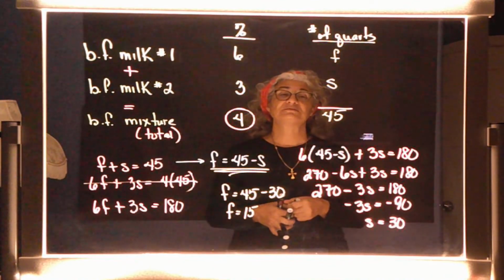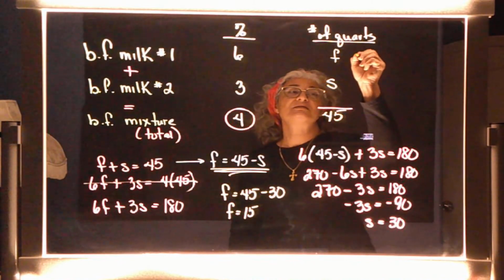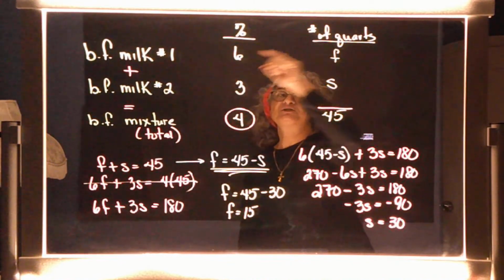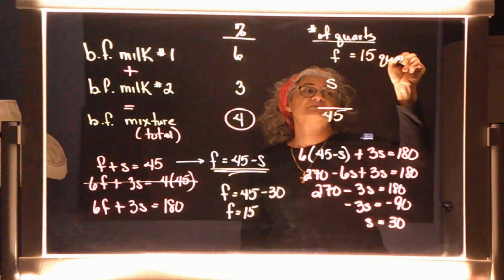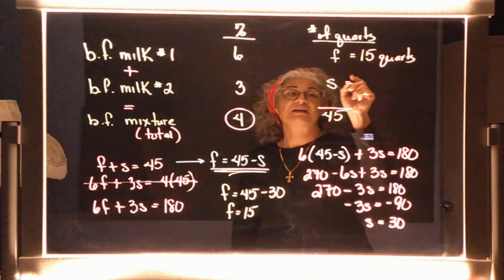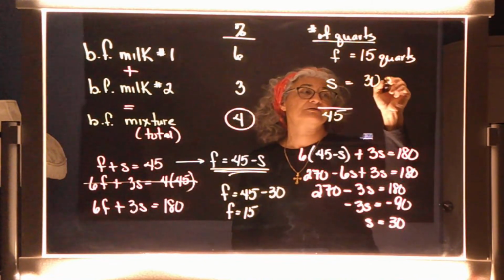So, check it out. That means for the butterfat milk number 1, I have 15 quarts. For butterfat milk number 2, I have 30 quarts.